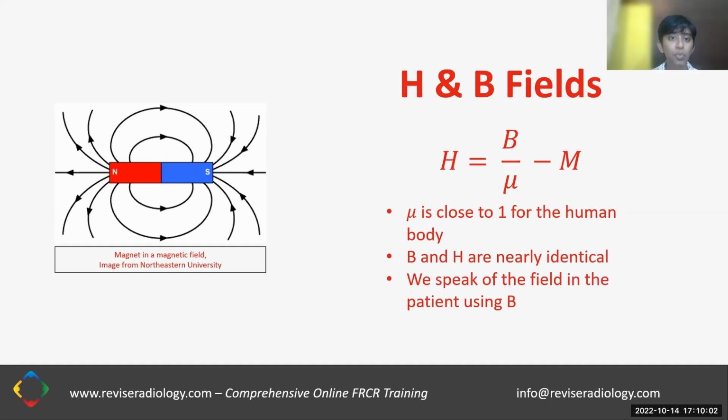And for this reason, when we're talking about the magnetic field that exists in the patient's body, we're going to be using the term B instead of the term H. If you remember your electromagnetics and that formula, you may doubt whether the external magnetic field that we apply to the patient is the same as the magnetic field that exists within the patient's body. The answer is yes. The two fields are nearly identical, and so we speak of B in all the future slides that we'll be going through. Here, B is the external magnetic field that's being applied.